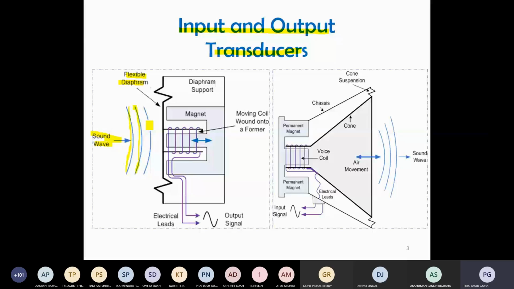The conductor is connected to the outer edge of the diaphragm, and the magnet is fixed. Now the diaphragm is moving, which means the conductor is moving. You can see the horizontal movement, and due to the movement of the conductor, flux is cut. You can see the moving coil wound onto a former. Due to that, you get the electrical leads and an alternating output signal. You can amplify that signal as per your requirement and send it to the loudspeaker.